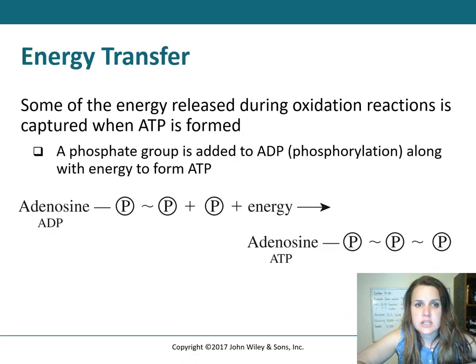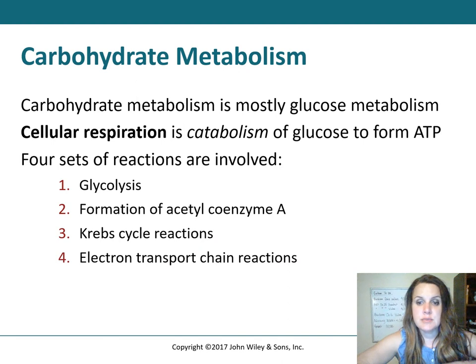So how do these oxidation-reduction reactions relate to ATP that I talked about earlier? Actually, some of the energy released during an oxidation reaction is captured when ATP is formed. And so what you see here is that adenosine diphosphate, which has two phosphate groups, a third phosphate group is added to create ATP. So oxidation-reduction reactions can help with making ATP from ADP. The reason I talk about ATP and oxidation reduction reactions is so that you understand carbohydrate metabolism.